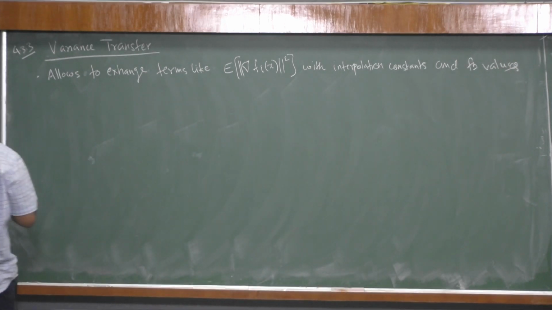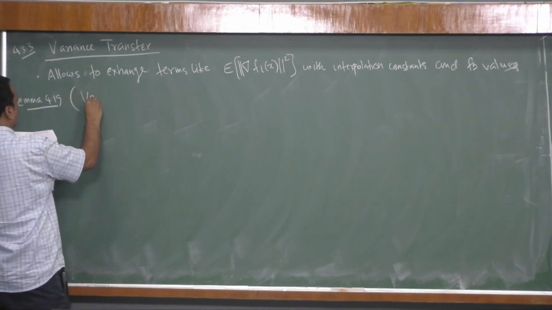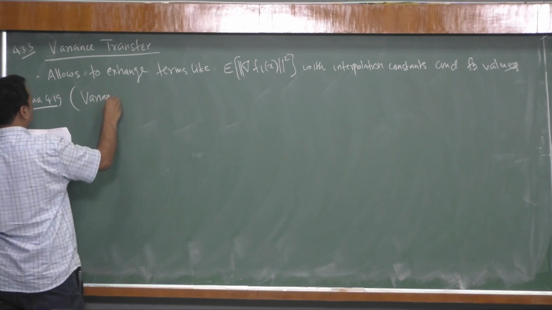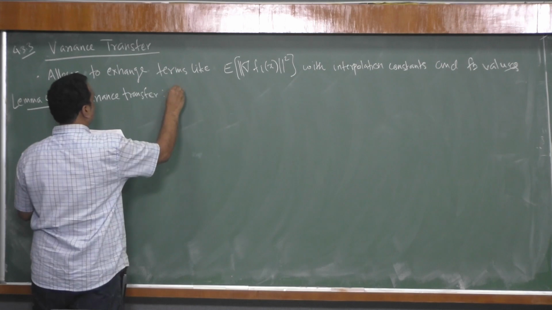So before that, we have to define these. So this is a variance transfer. So that's lemma 4.19. So this is variance transfer, function noise.